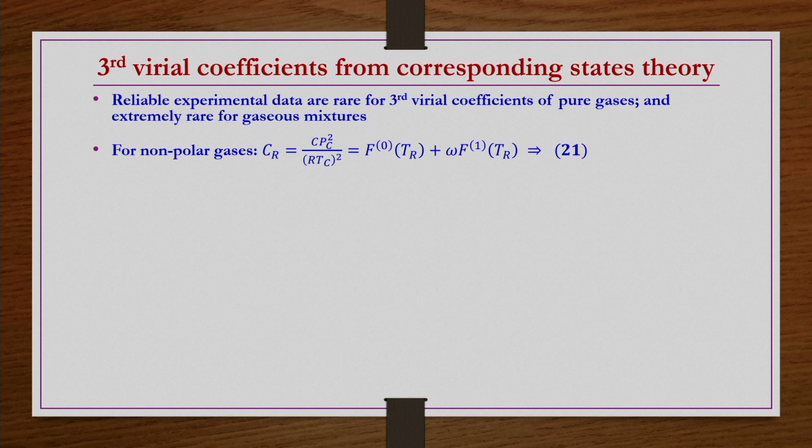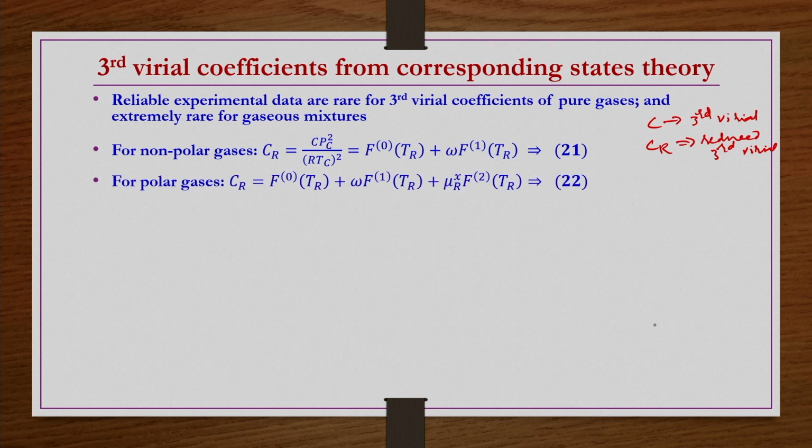For non-polar gases, the reduced third virial coefficient, that is Cr, is given as C Pc square divided by R square Tc square, which equals F naught function of Tr plus omega F1 function of Tr. Here C is the dimensional third virial coefficient and Cr is the reduced or dimensionless third virial coefficient. So, these F naught, F1 are given.